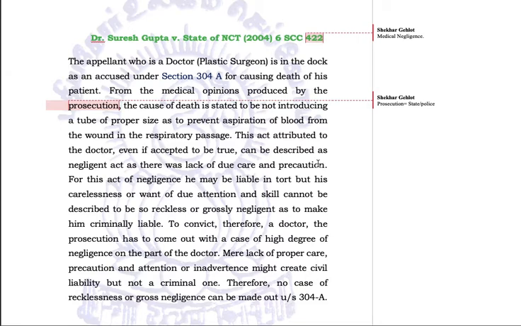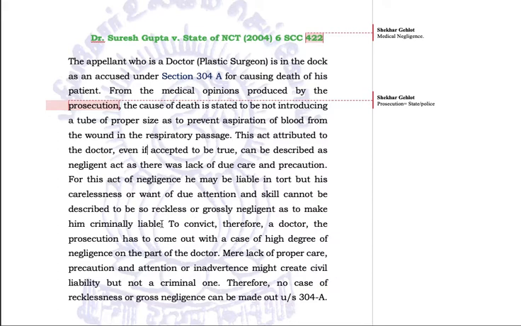Okay, we cannot call it a case of killing someone. We cannot call it a case of culpable homicide. We can purely call it that he was negligent and he lacked proper care. For this act of negligence, he may be liable in tort, but this carelessness or want of due attention and skill cannot be described to be so reckless or grossly negligent as to make him criminally liable.